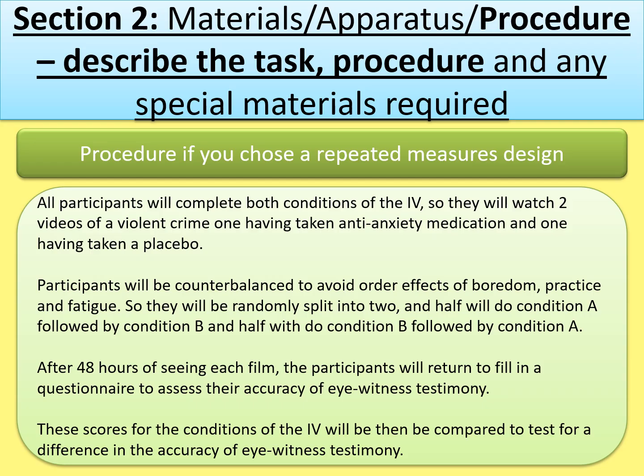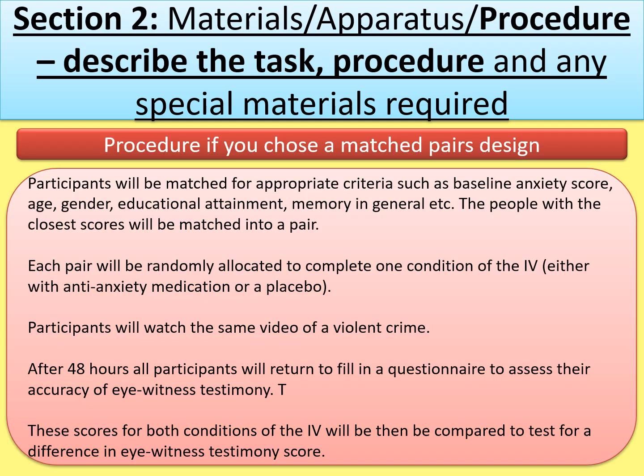So you're giving that procedure of the ABBA procedure, the counterbalancing. Then the same, after 48 hours they come back and do the questionnaire, and then again the scores for the conditions will be compared to test for a difference in the accuracy of eyewitness testimony. If you chose a matched pairs design, then it's slightly different again.